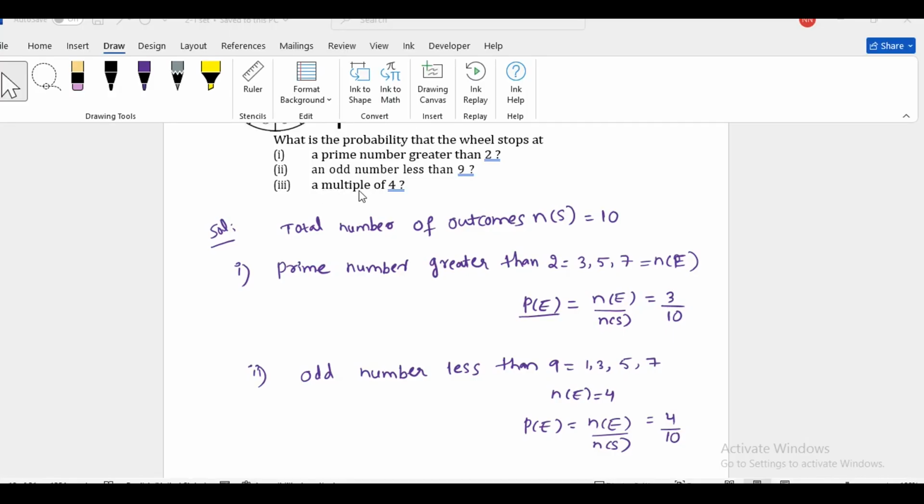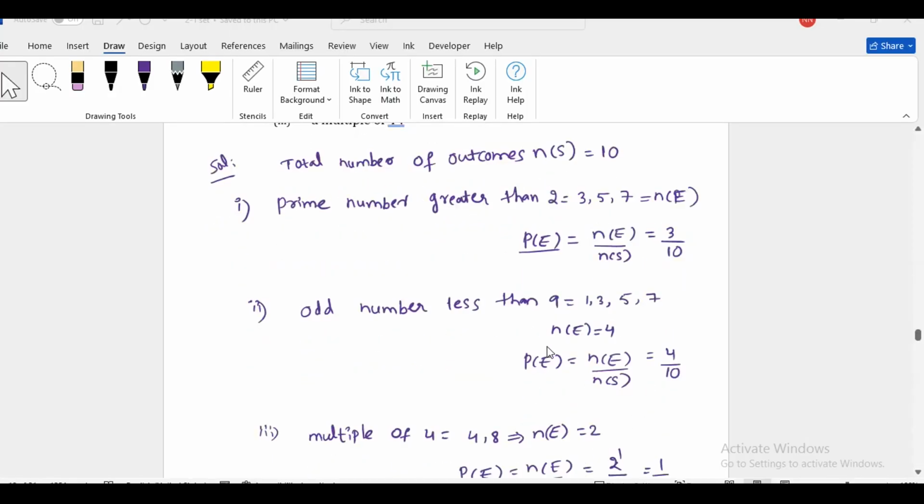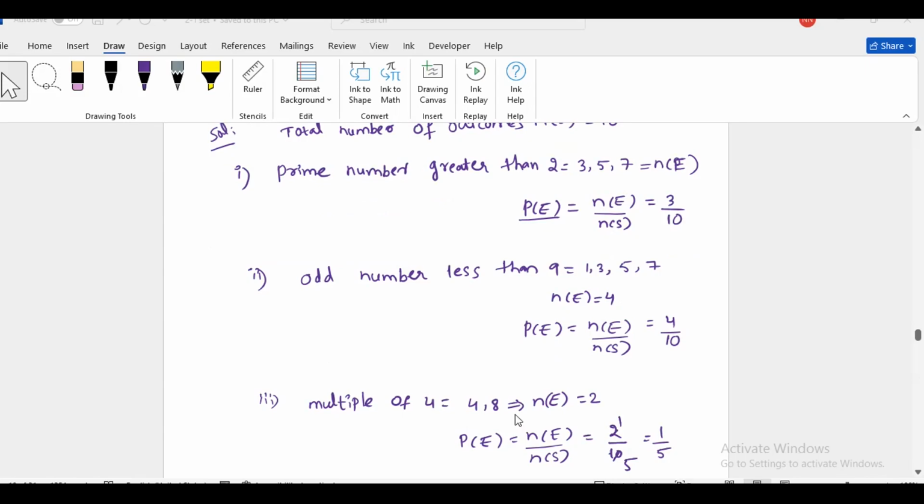Next, third question, a multiple of 4. Multiples of 4 are 4 and 8, that is 2. Number of E is equal to 2. P of E is equal to number of E by number of S, that is 2 by 10, nothing but 1 by 5.